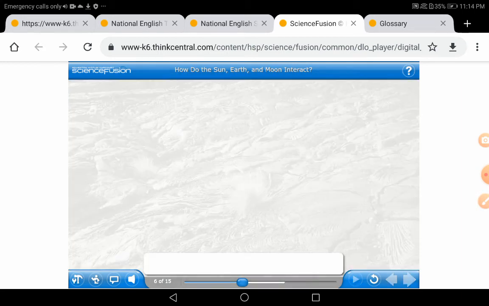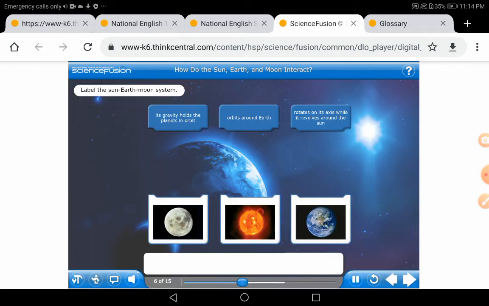Now that you've learned about the Sun-Earth-Moon system, see if you can describe the interactions between the sun, Earth, and moon. Drag each label to the correct image. Okay, you can do that on your Think Central. I will do it in front of you and you can do it or try it again.